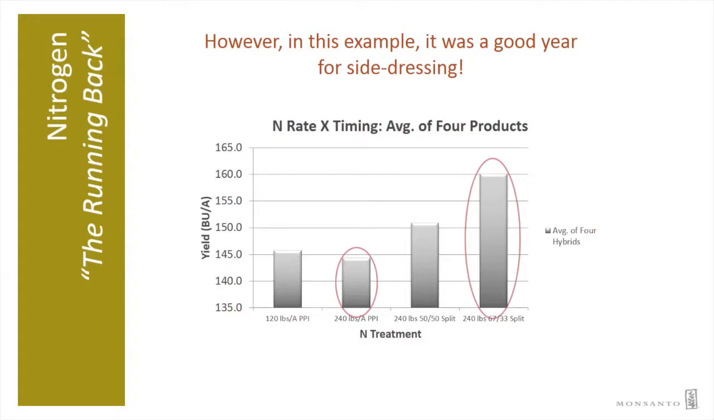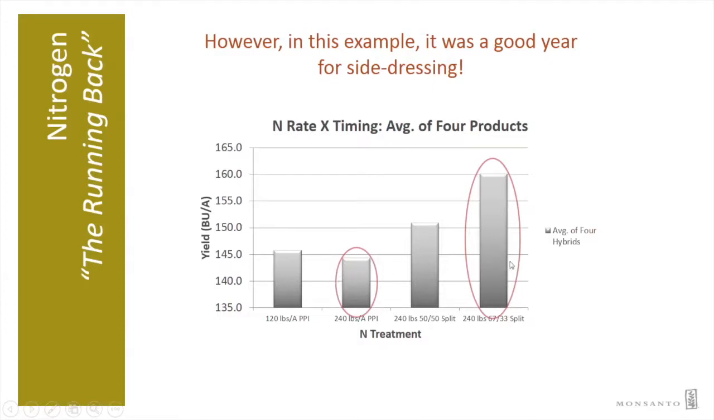Next year is just another example where it was a good year for side dress. This was another example from our Monmouth group. You can see here where we had both of these red circles, both had 240 pounds of nitrogen on them, but this first one was all pre-plant incorporated, which was just under 145.